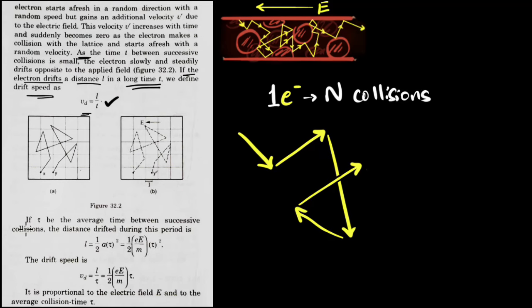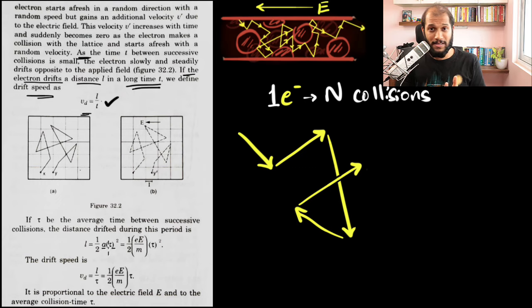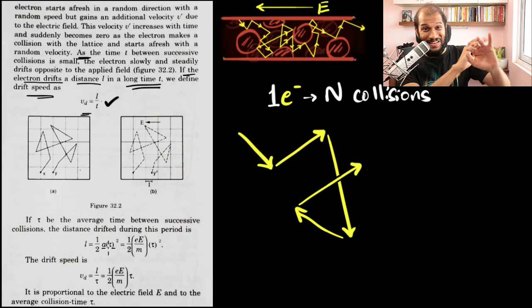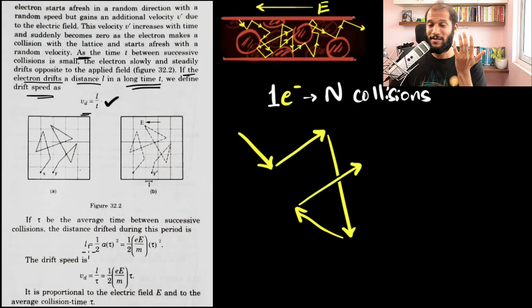Okay, moving ahead, the book says, if tau be the average time between successive collisions, the distance drifted during this period L is equal to half a tau square. At this point, I pause, because there's some averaging happening over there. And I usually don't like to do averaging in my head. I like it when things are laid out, so I can add them and then divide by the total number. That's more intuitive for me. So before going over there, I'm going to do that, and then I'll see if I can make sense of this.